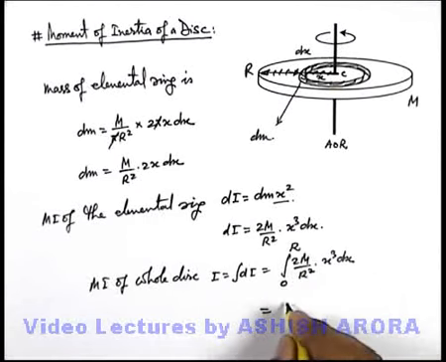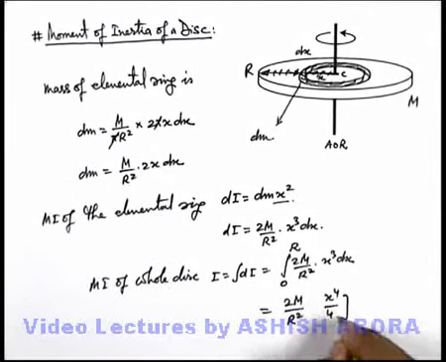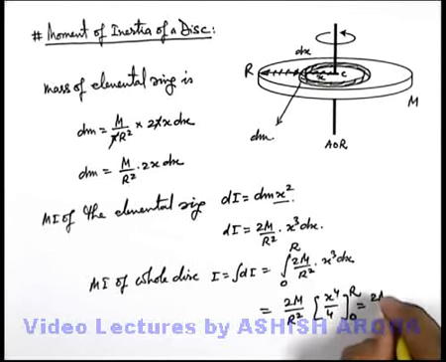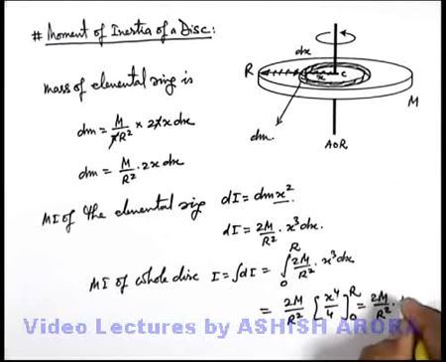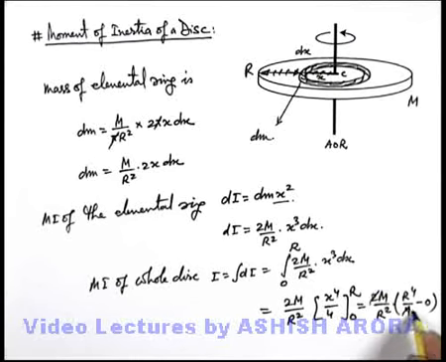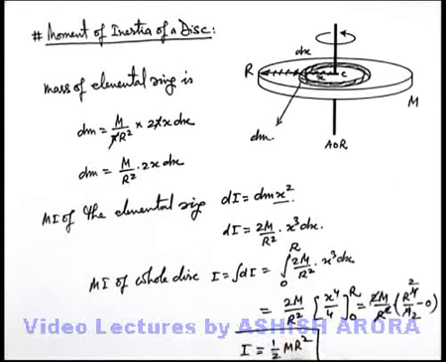So the integration of x cube can be taken directly as x to the power 4 by 4, and we put the limits from 0 to r. Here we get 2m by r square into r to the power 4 by 4 minus 0. So here this 2 gets cancelled out and r square gets cancelled out. We'll get the moment of inertia of the disk to be half m r square. This is the standard result for the moment of inertia of a disk about an axis of rotation which is passing through its center and perpendicular to the plane of the disk.